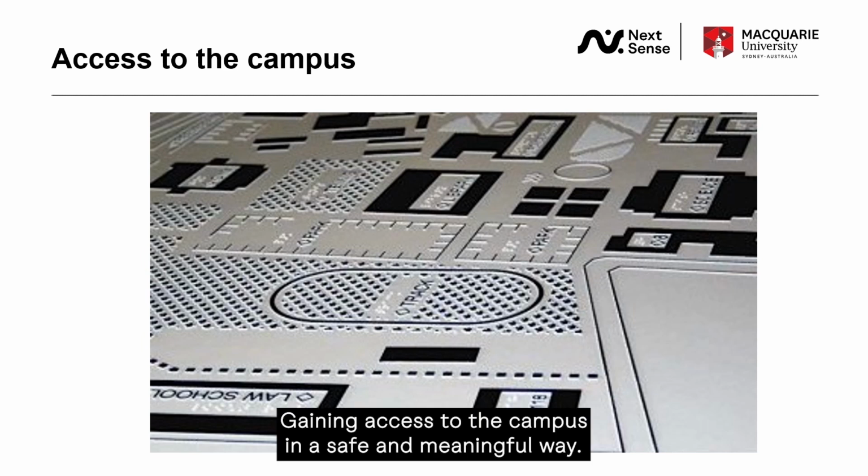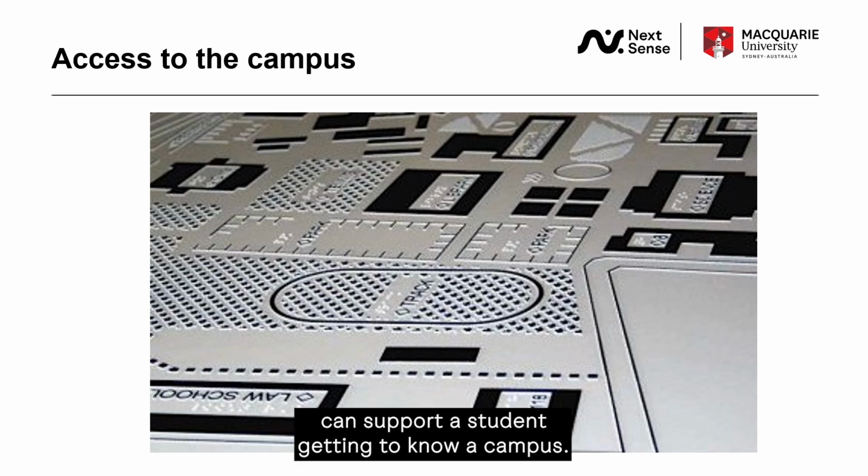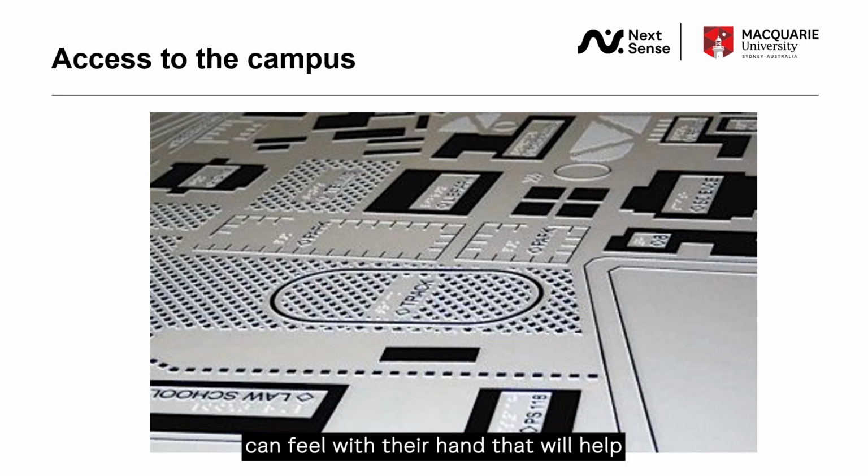Gaining access to the campus in a safe and meaningful way. Again, organisations like Guide Dogs can support a student getting to know a campus. On the slide now you can see a tactile map. That's a map of the campus that the student can feel with their hand that will help orientate them to where they need to be.